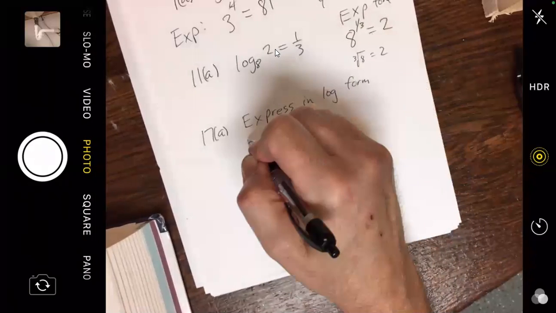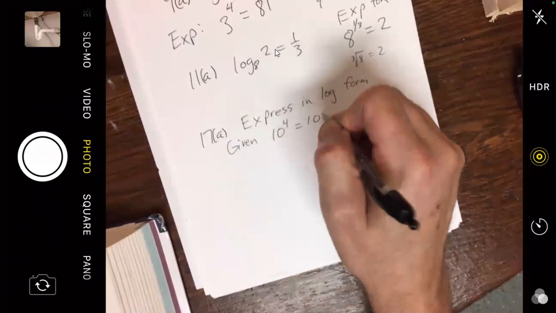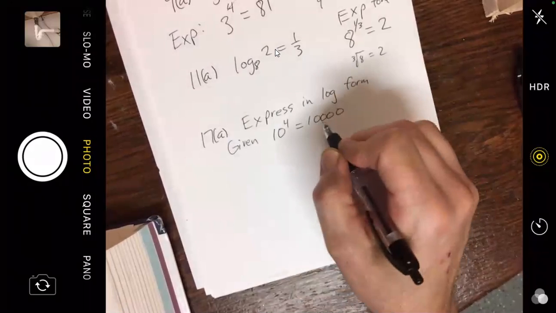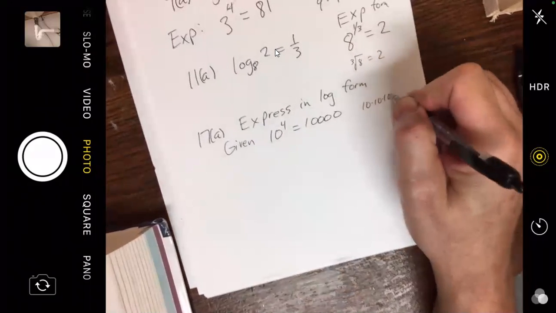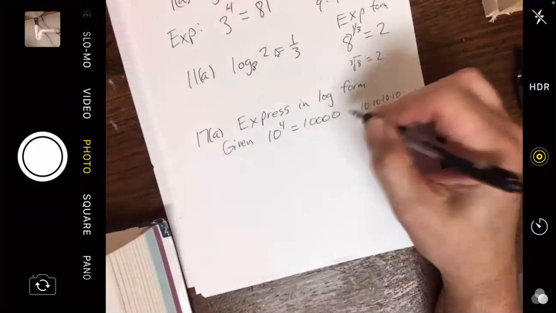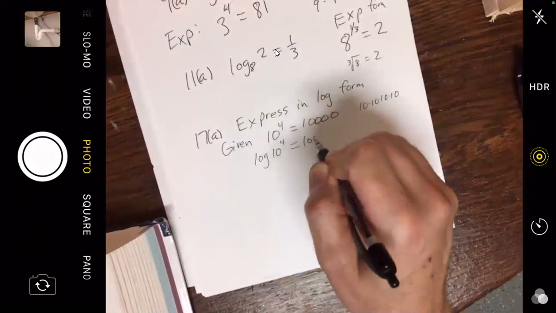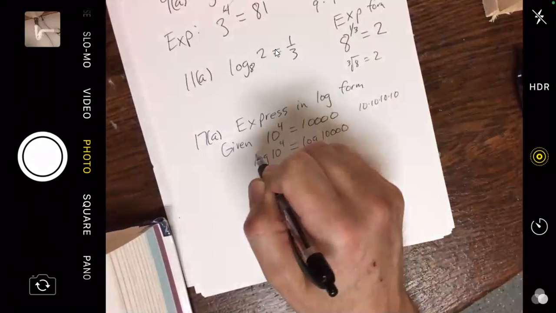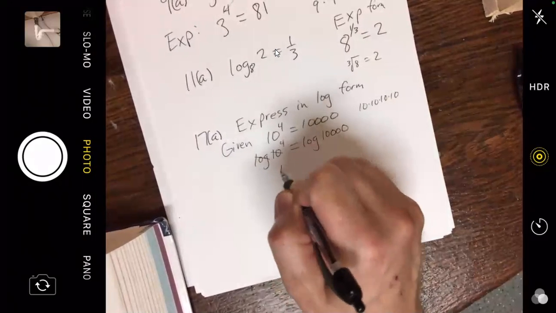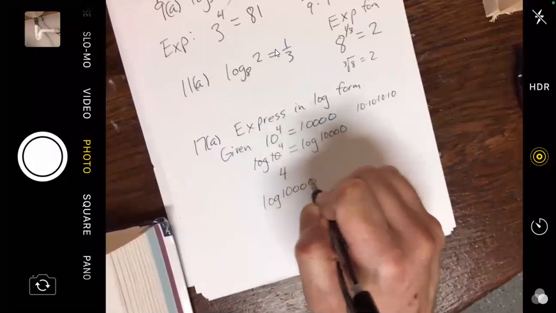You're given 10 to the 4th is equal to 10,000. Hope you know that's true: 10 times 10 times 10 times 10. That's 10 times 10, 100 times 100, you come up with 10,000. In log form, you do log of 10 to the 4th is equal to log of 10,000. Well, these undo each other, leaving the 4, and basically it's log 10,000 equals 4.